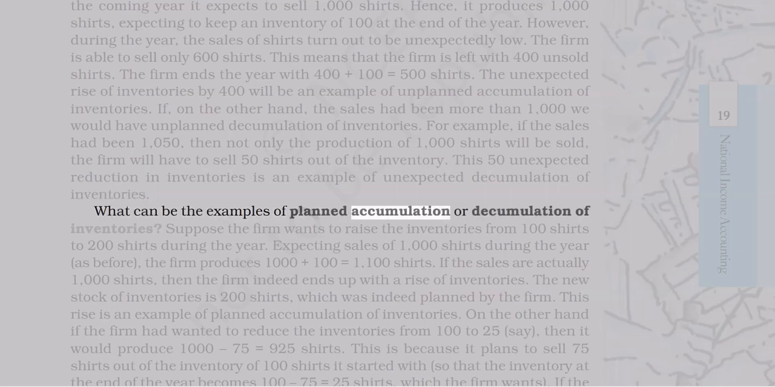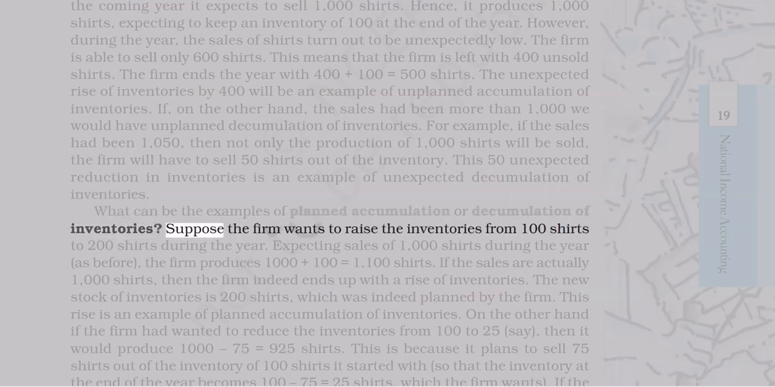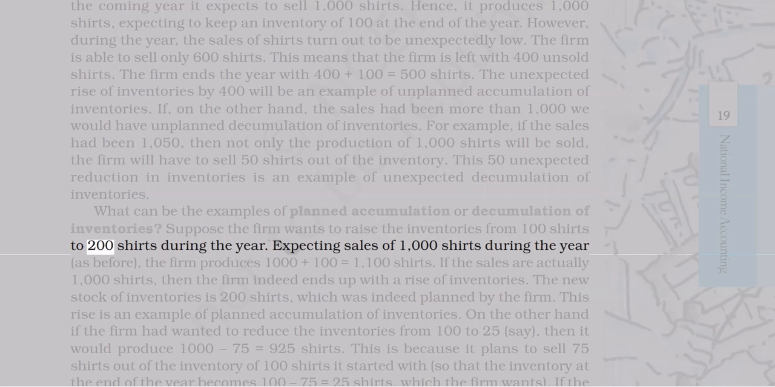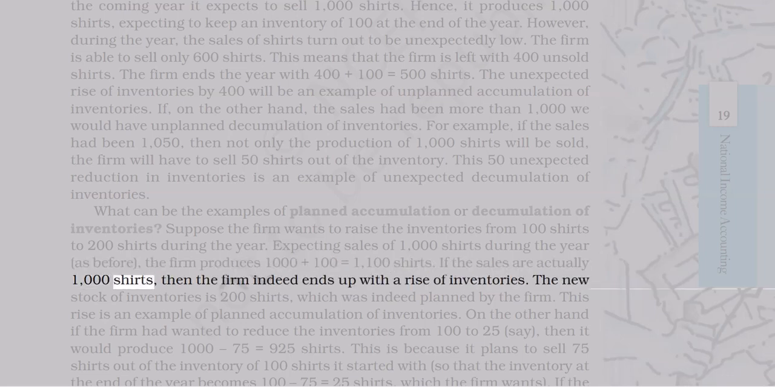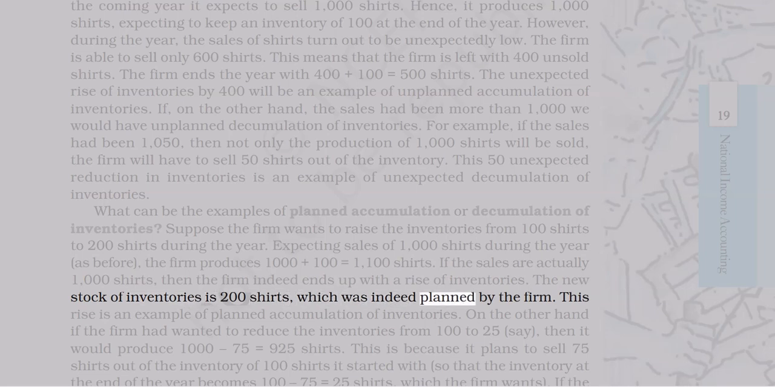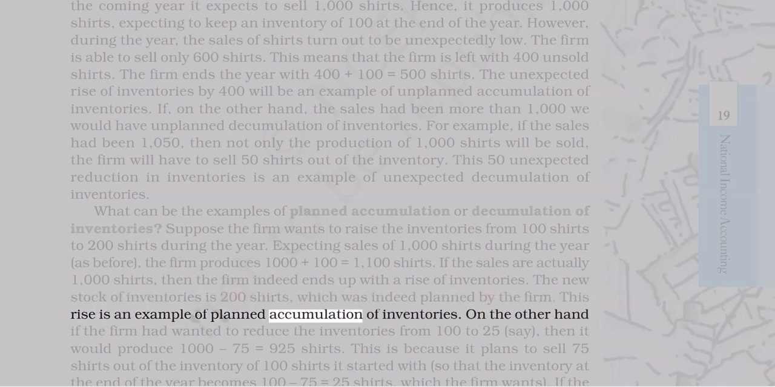What can be the examples of planned accumulation or decumulation of inventories? Suppose the firm wants to raise the inventories from 100 shirts to 200 shirts during the year. Expecting sales of 1,000 shirts during the year, as before, the firm produces 1,000 plus 100 is equal to 1,100 shirts. If the sales are actually 1,000 shirts, then the firm indeed ends up with a rise of inventories. The new stock of inventories is 200 shirts, which was indeed planned by the firm. This rise is an example of planned accumulation of inventories.